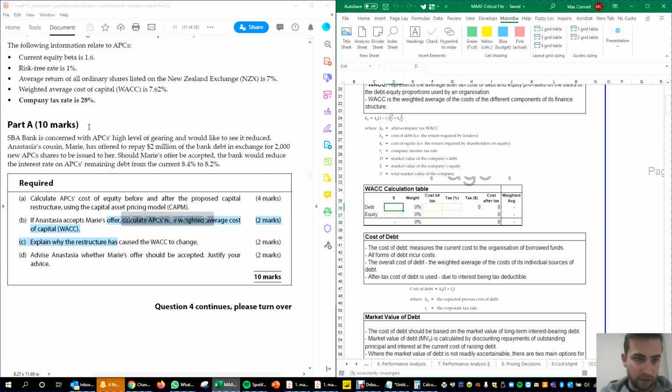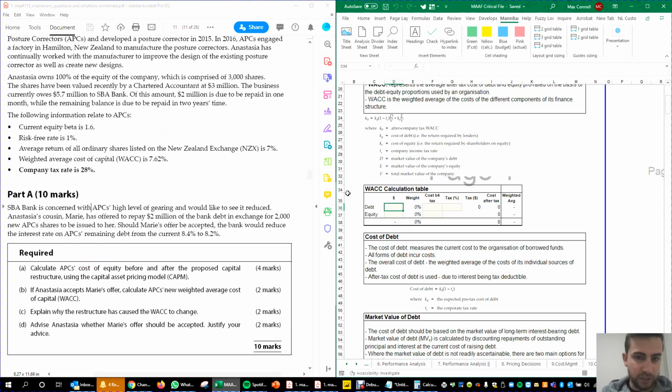So it's after Marie's paid down $2 million of the debt. So we're going to start off with 5.7 million and take away 2 million. Whoops, sorry. 5.7 minus 2. So it should be 3.7 like that. And the equity is going to be the 3 million plus the 2 million that she's receiving in shares. So it's going to be 5,000. Next, this weighting automatically calculates.